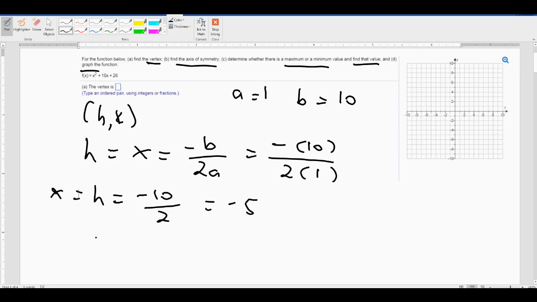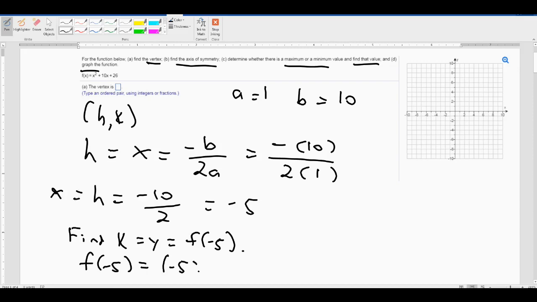Now to find the y value, or k, which is the same as f of negative 5. Yes, that is true. It means we are going to substitute negative 5 into the given function. So f of negative 5 will be negative 5 squared plus 10 times negative 5 plus 26.